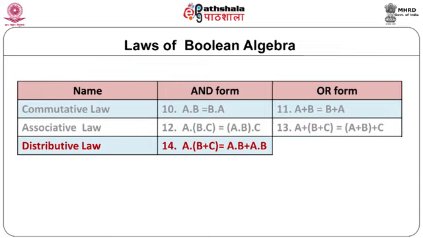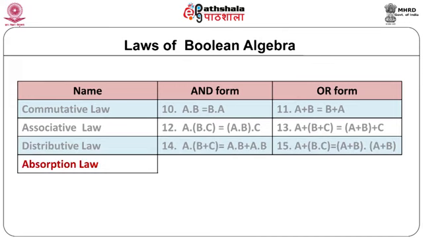The distributive law in OR form is A OR (B AND C) equals (A OR B) AND (A OR C). This law is basically used to understand the process of factorization. In this, a common single variable is factored into product of sum form.